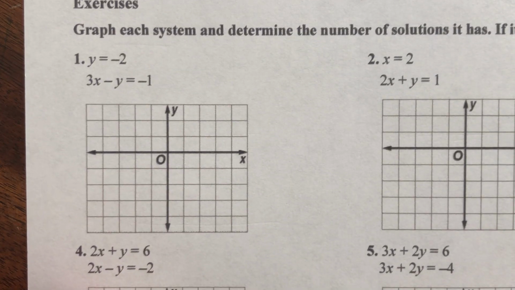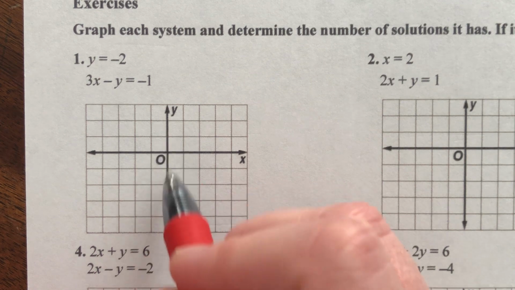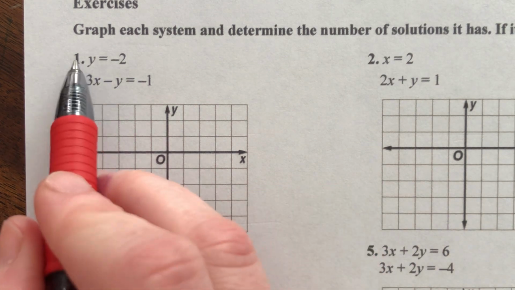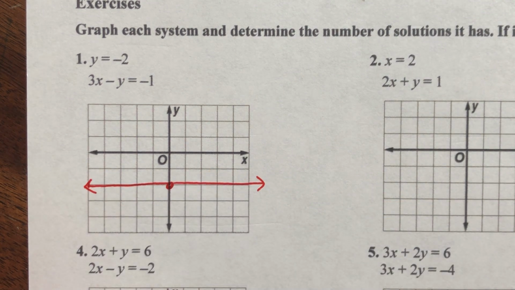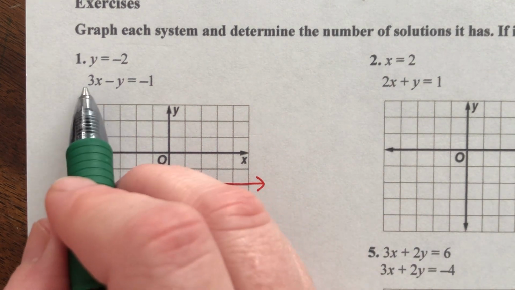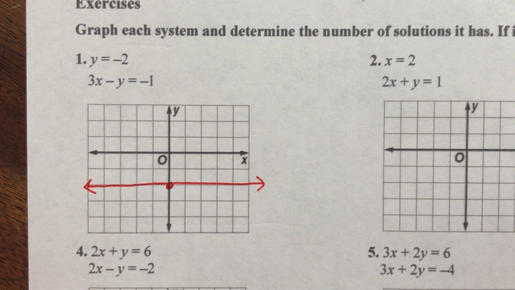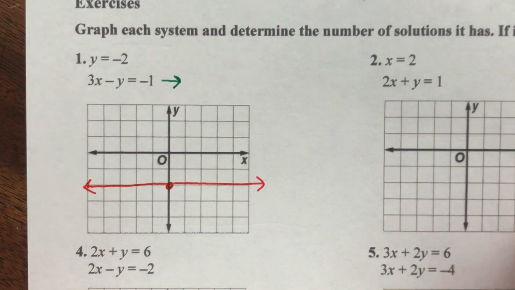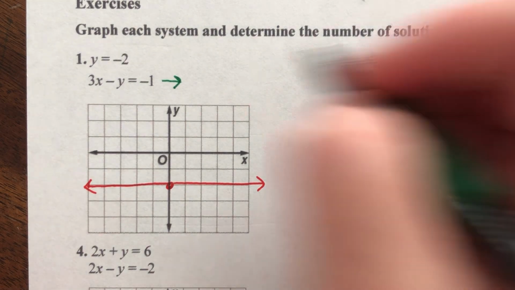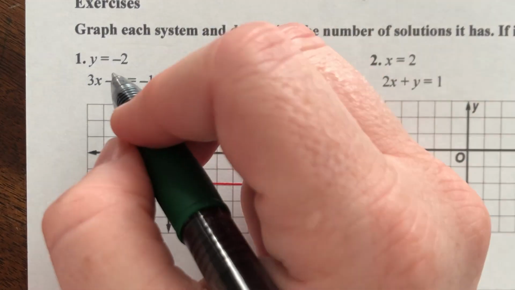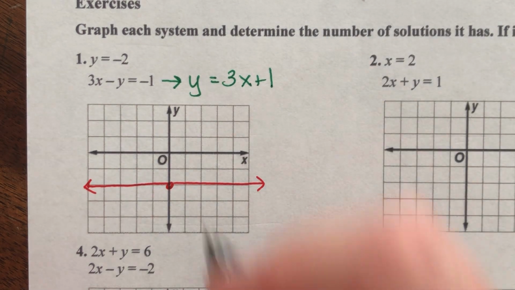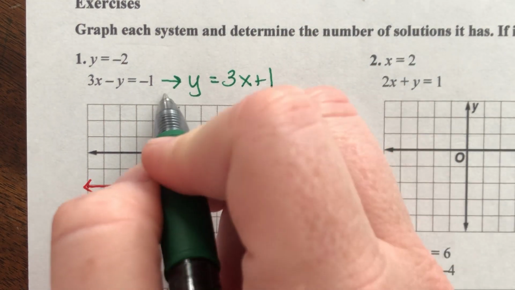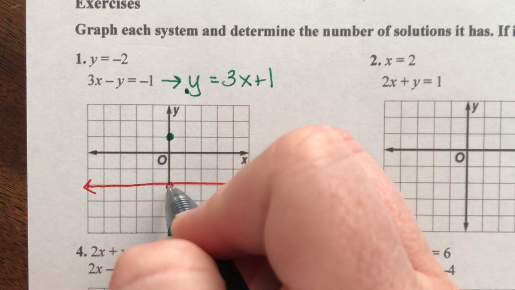There we go. Okay. Number 1, y equals -2. So on my y-axis, I go down to -2. There's no x variable, so I know it's a horizontal line. Okay, and then my other equation, I'll do it in green, 3x minus y equals -1. I can rearrange this and put it in y equals mx plus b form. So I'm going to get y equals 3x plus 1. Okay, so I'm going to start off at 1 and go up 3 over 1, or I could go down 3 backwards 1.